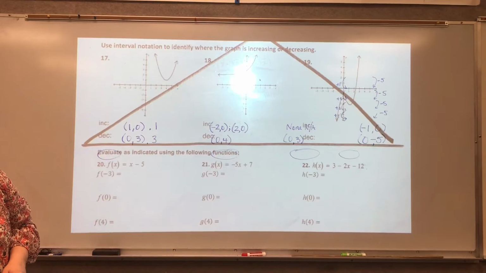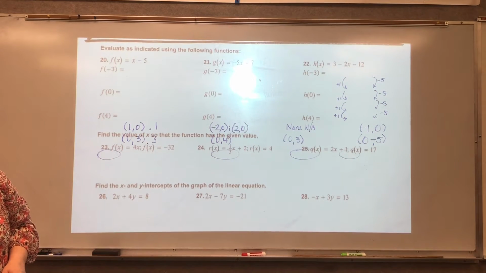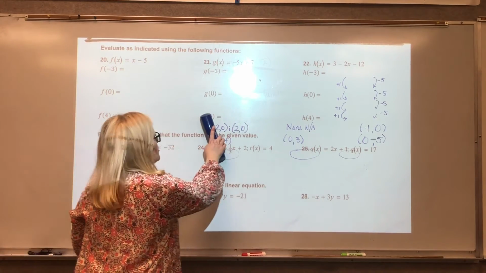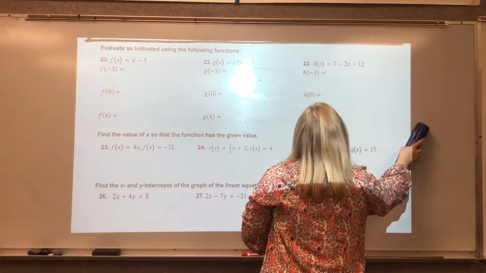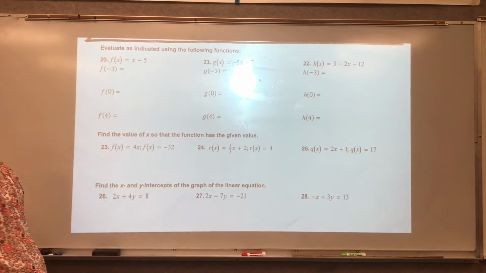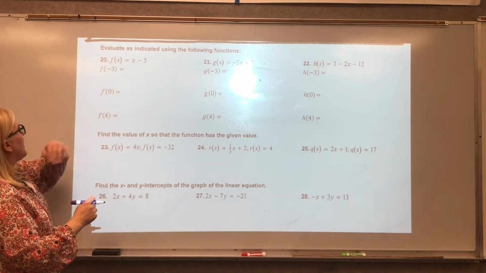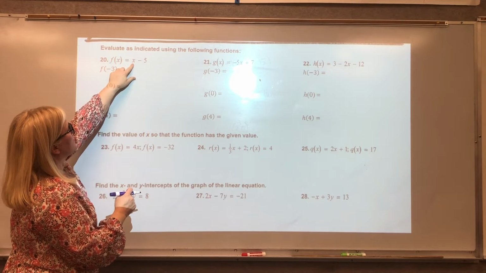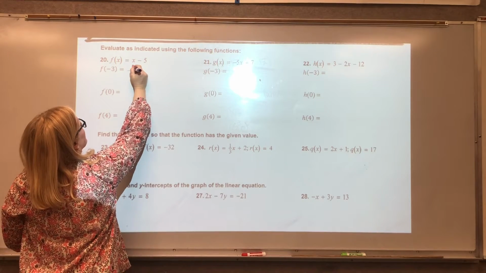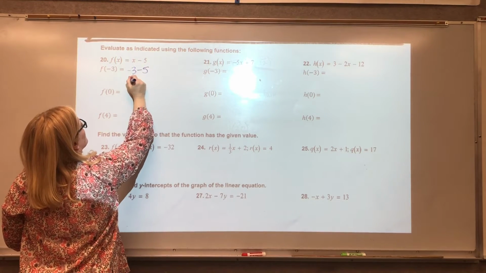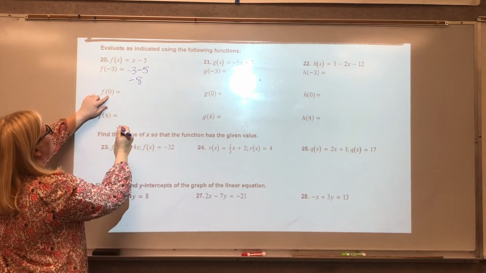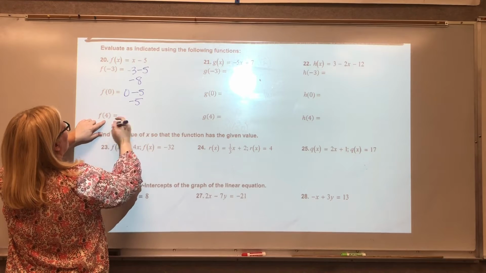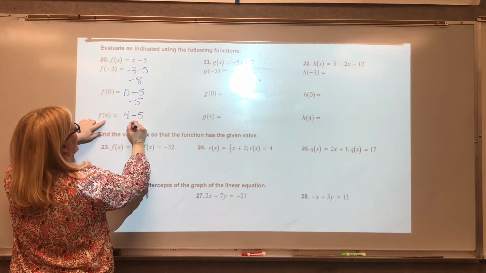We have some here that we're going to skip. Okay, evaluate as indicated. This is mostly just to help you know what function form looks like. So if we have f of -3, that means I plug in -3 for x, which means it goes here also. So this is -3 minus 5, which is -8. F of 0 is 0 minus 5, which is -5. And 4 minus 5 is -1.